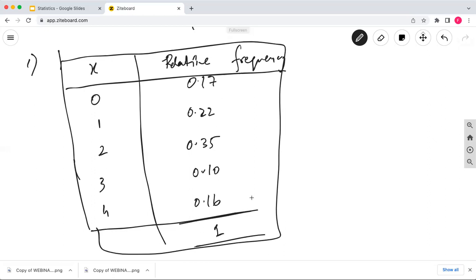Now, if the question says, what is the median in this scenario? First of all, what is the concept of median? Median actually divides the whole data set into 50-50%, right? So whenever you see such a question in tabular form, you know about the cumulative.